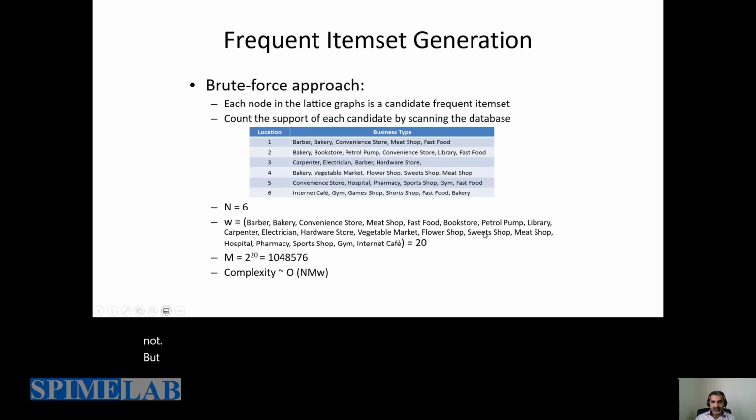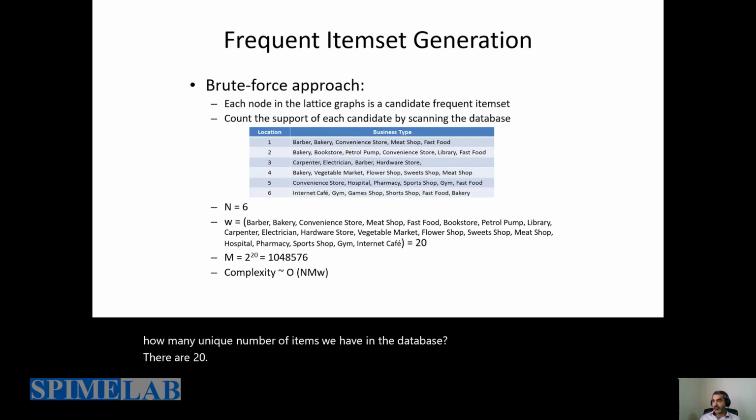But let's dig a little deeper into the numbers that we are dealing with only for this database. If we want to calculate the complexity, how many transactions do we have? 6, right? We have 6 locations. Yes. How many unique items do we have in the database? There are 20.